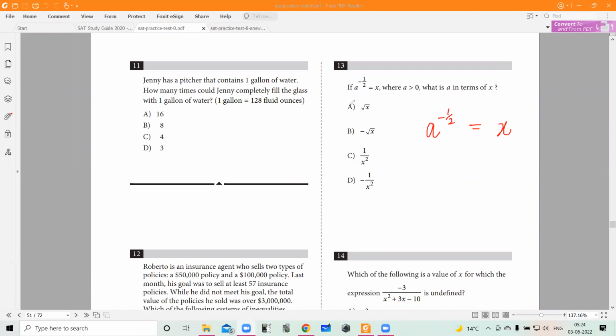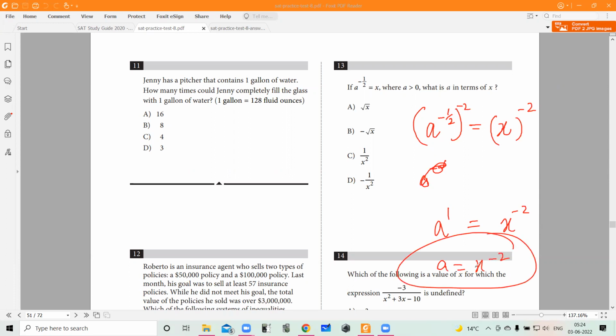Okay. So what number will you raise to both sides to make the left side 1? 2. If you raise it to 2, it'll become a to the -1, right? Yeah. So why not... Oh, to -2. Raising -2 to both sides, it'll become a to the 1 equals x to the -2. That is the answer. So a is equal to x to the -2, but this is not represented in x to the -2 form.